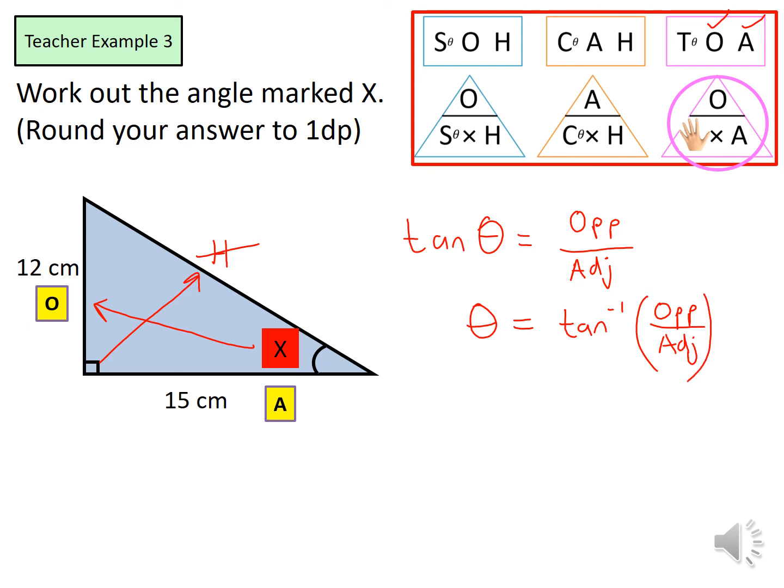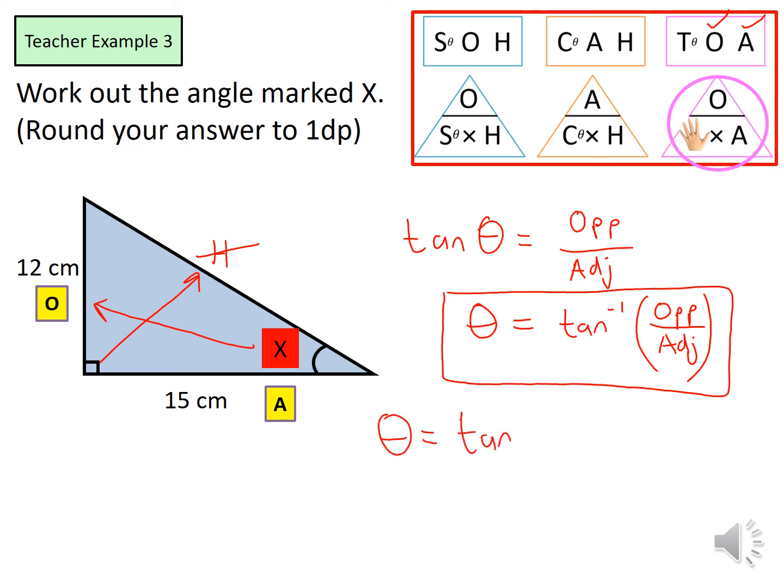Now we can use this formula and substitute our values into it. Angle equals inverse tan. Our opposite side is 12. Our adjacent side is 15. So what our angle is therefore 38.7 degrees to 1 decimal place.